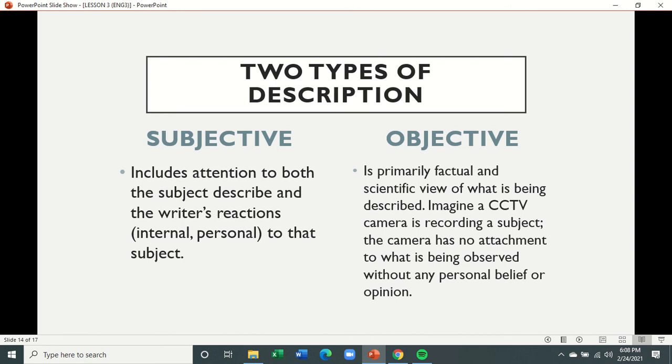So, for example, if you are describing a girl wearing a red dress with a red pair of heels and a red pair of earrings, that is objective. Because what I have described is based on just what I saw. But when we say subjective, I may say that I saw a beautiful girl wearing a glamorous dress with a pair of killer heels and a pair of enormous earrings.